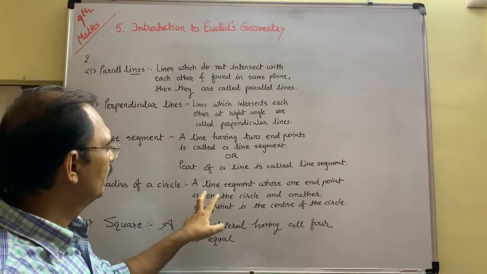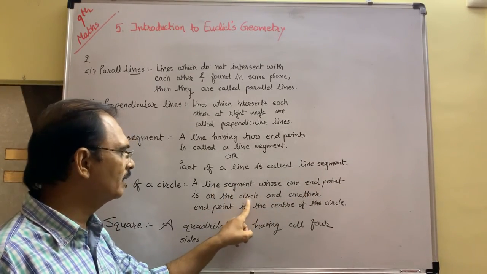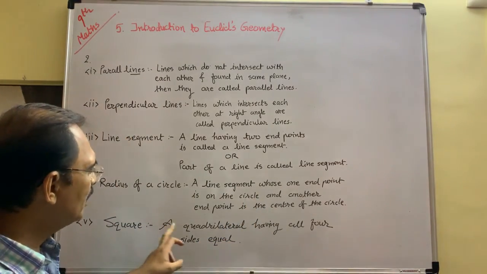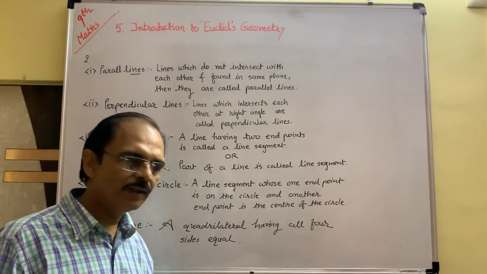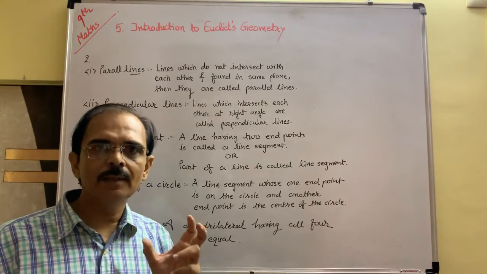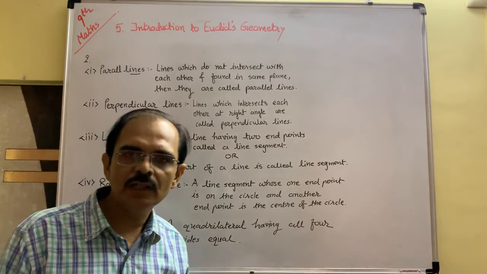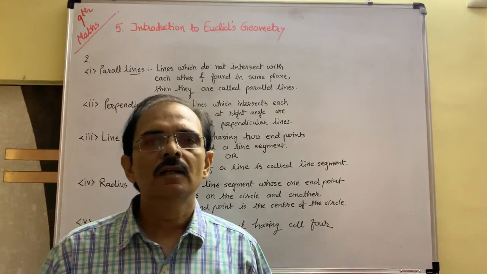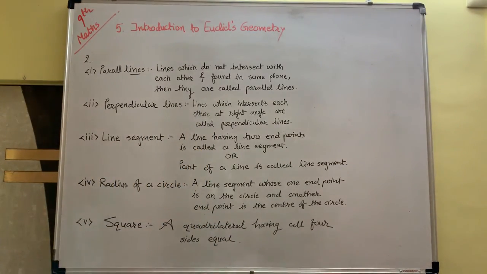Radius of a circle means you need to define line segment, you need to define point, you need to define circle, you need to define center of the circle. Square means you need to define quadrilateral, you need to define side, you need to define what is called equal. The concept equal means what? If you want to explain this definition, you need to explain some other geometrical terms also. Okay, so afterward number 3 we will start. Write down all these things.